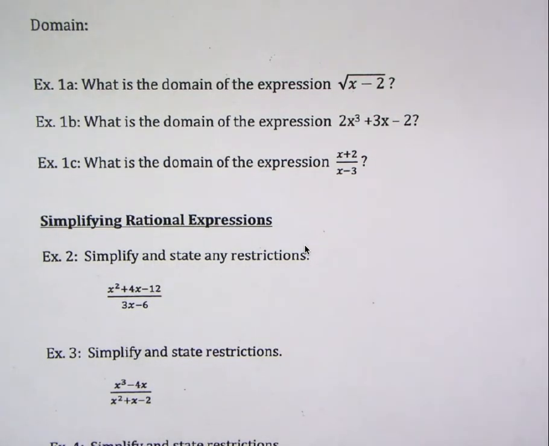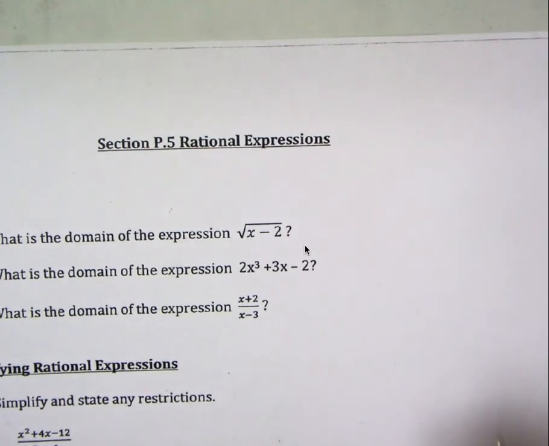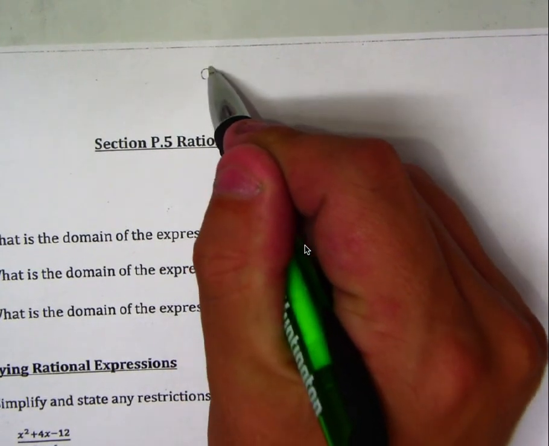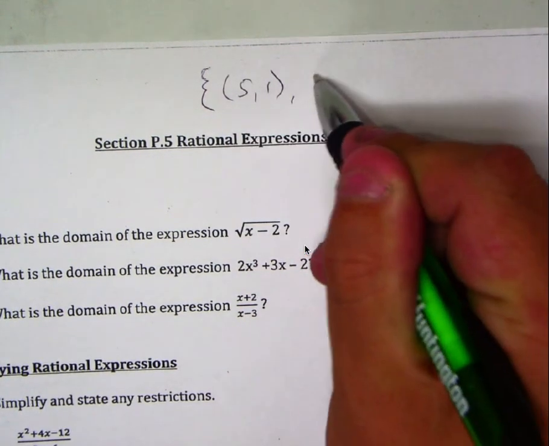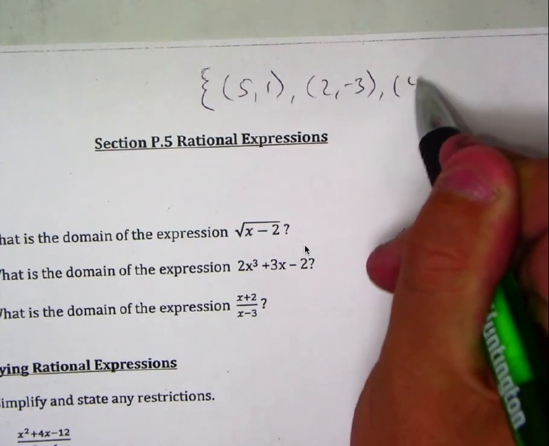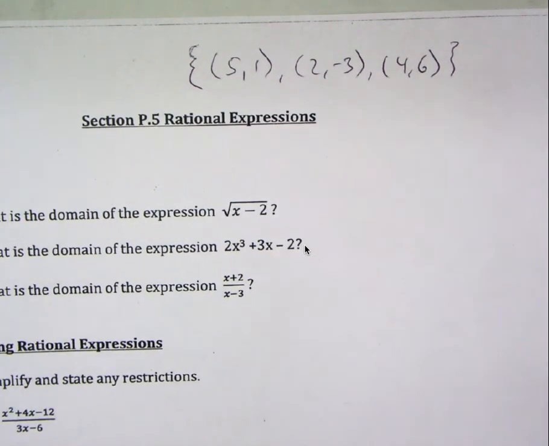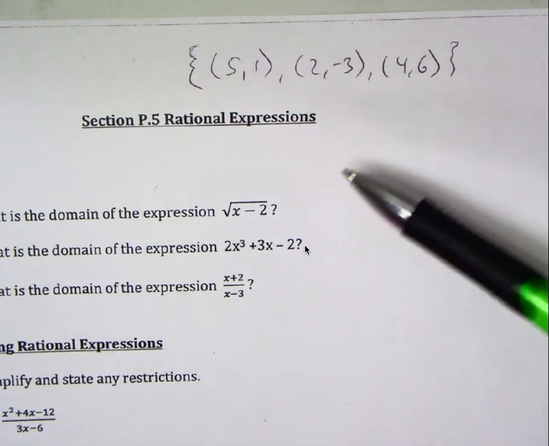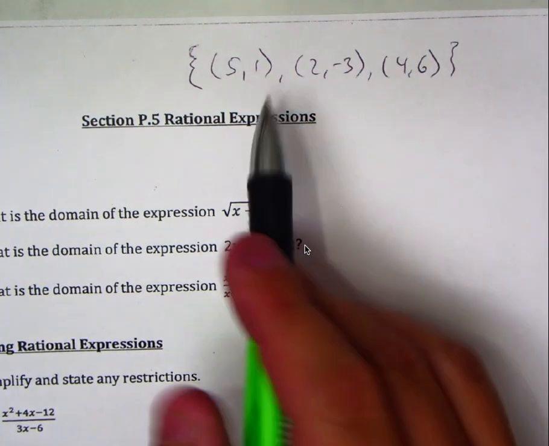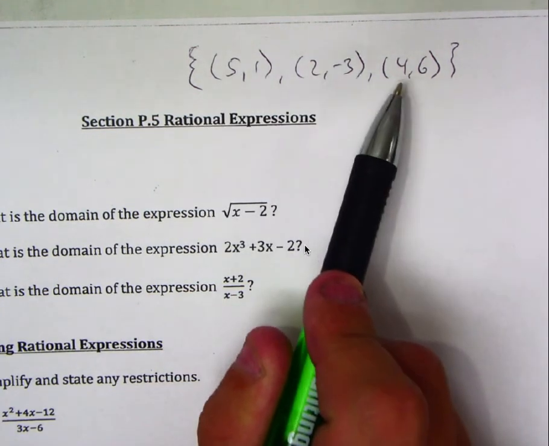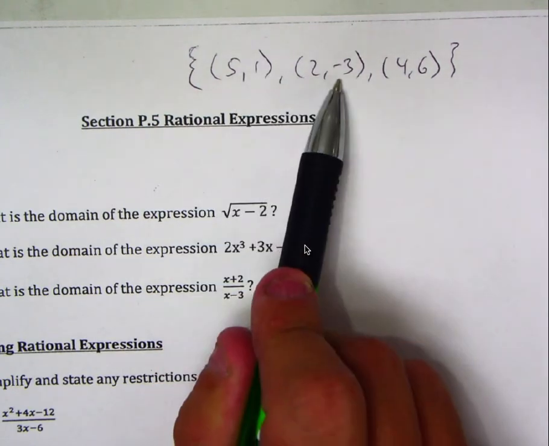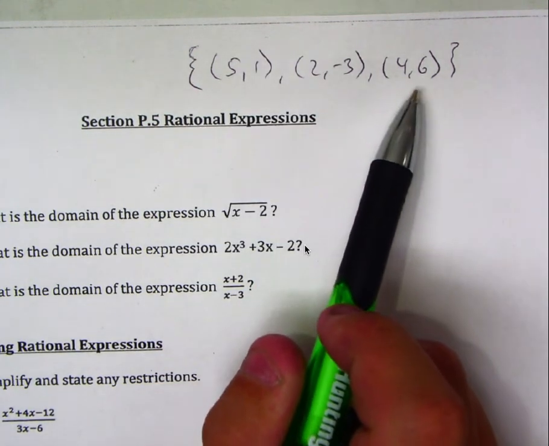I know you have probably heard this word, usually coupled with range. I think in Algebra 1, you were given a set of ordered pairs, like (5, 1), (2, -3), (4, 6). I'm going to make these up. And the question that got asked of you is, what is the domain? Domain is just the x values. So the domain would be 5, 2, and 4. Range is the y values, so 1, -3, and 6. That is how you learned it back in Algebra 1.